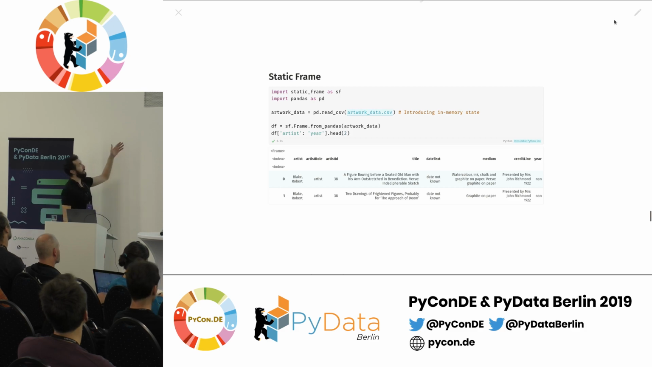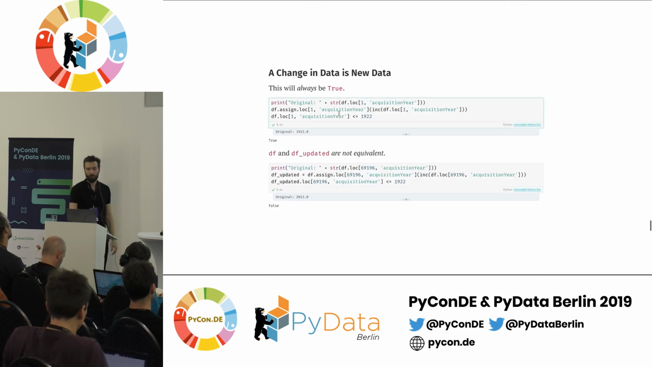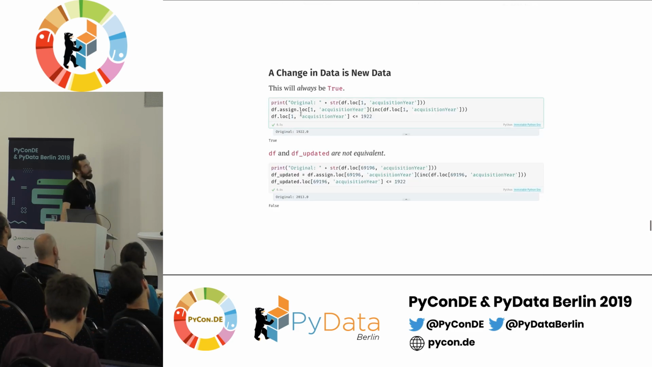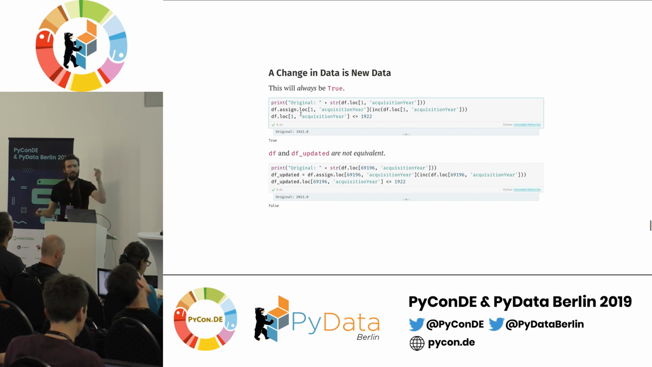So if I use static frame, for example, I'm going to do the same thing. I'm going to load in the CSV into my global namespace, and here we have, I'm going to pick up the acquisition year again, and I'm going to increase it, as we'd expect, because this is immutable. The acquisition year, which was 1922, even though I increased it, is still 1922. It is immutable. The thing about immutability is what it says is if you change the data, it is new data. We'll see that in a second. But if you change the data, it is new data. It's not the same data, but different.